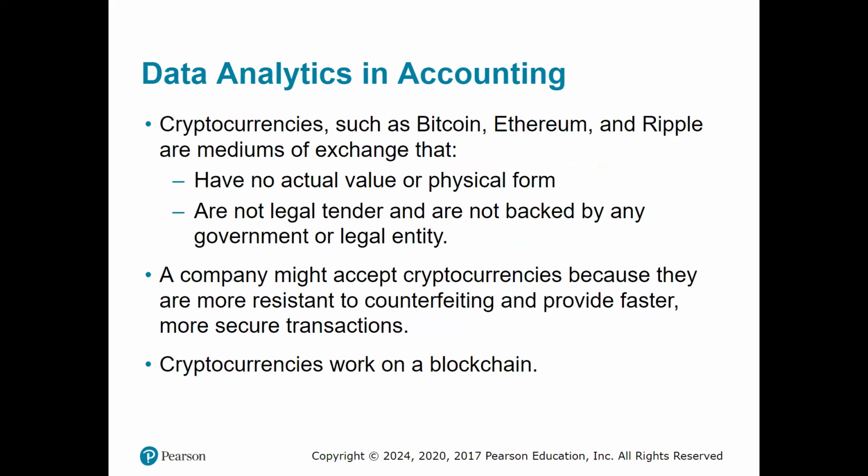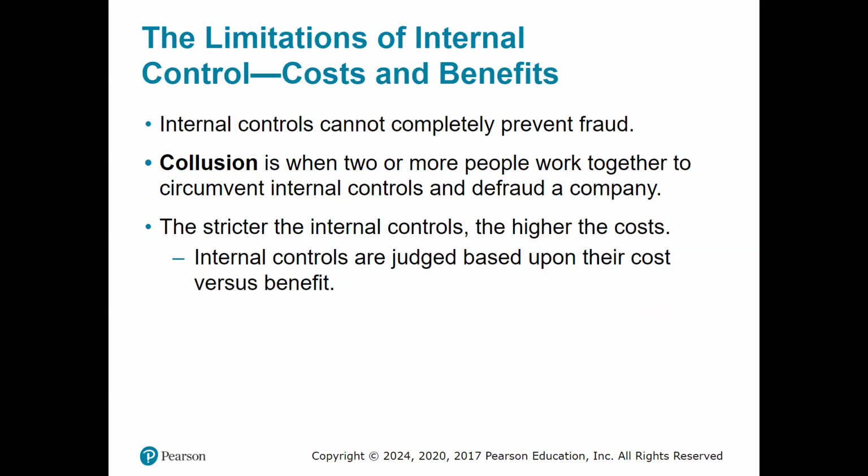Okay, skip past that. Now, collusion happens when you have two or more people working together to get around internal controls so that they can commit fraud or steal things. That's a key term to know. Even the best systems of internal control can fail if you have multiple people with different sets of access working together to override the system.